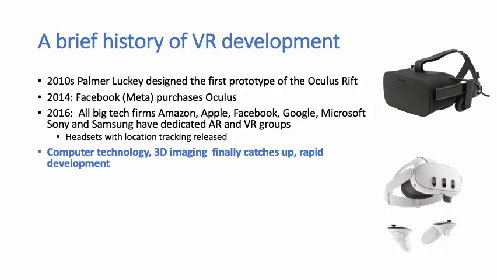In 2016, all the big tech firms, Amazon, Apple, Facebook, Google, Microsoft, Sony, Samsung, had dedicated AR or augmented reality and virtual reality groups, and they all started developing headsets with location tracking, where it could track the user's head in 3 dimensions. This is the buy-in concept that we talked about, where the technology really became disruptive from a few years ago.